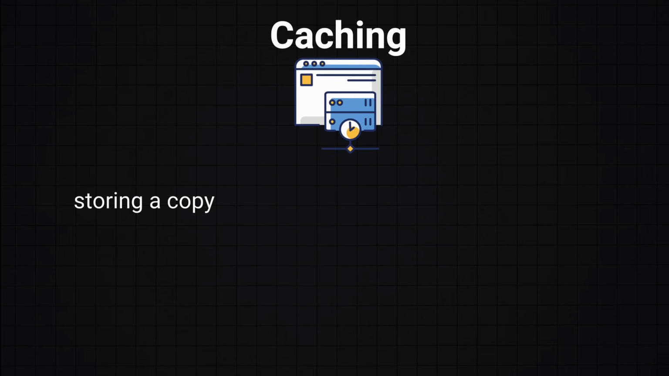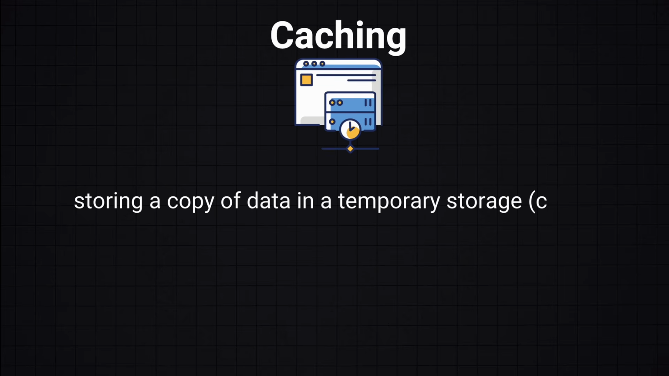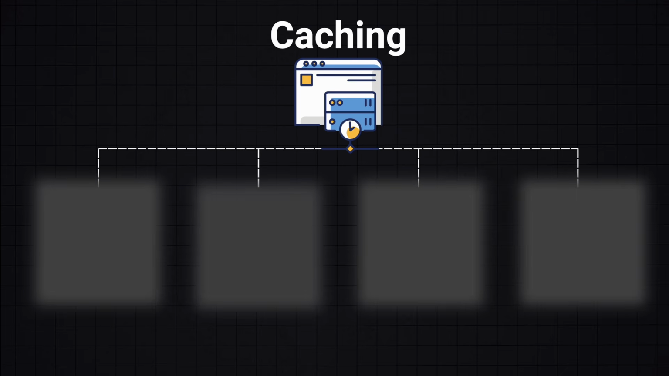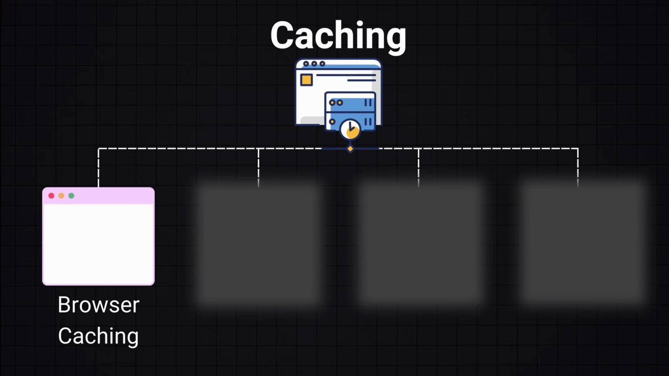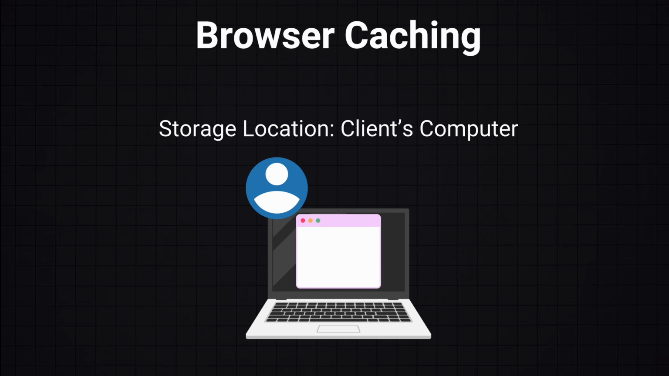It involves storing a copy of certain data in a temporary storage so that future requests for that data can be served faster. There are 4 common places where cache can be stored. The first one is browser caching, where we store website resources on a user's local computer. So when a user revisits a site, the browser can load the site from the local cache rather than fetching everything from the server again.